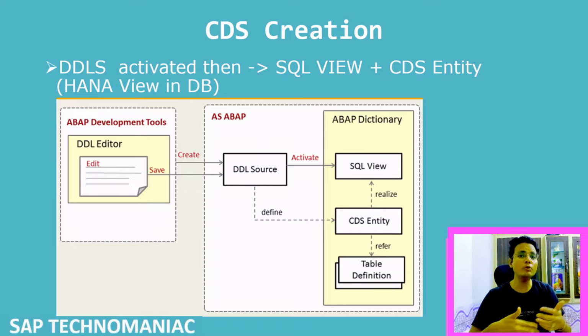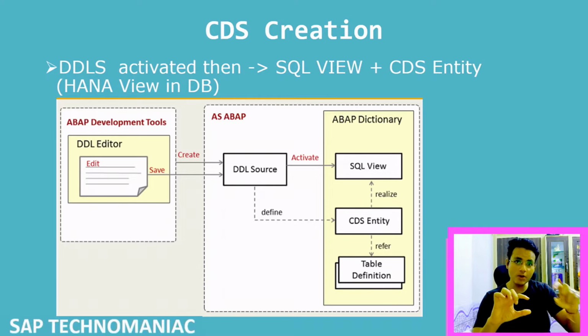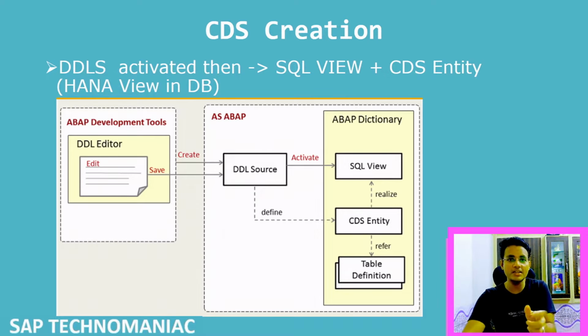When we create CDS in ADT, we have to create a data definition language source object. That object will contain two things: one is the SQL view, and second is the CDS entity of the CDS view. We write inside the DDL source using the DDL editor, which is called the data definition language editor, which I will show you in a while. As soon as we activate this DDL source, one SQL view and one CDS entity will be created in the database. One more important thing: only this DDL source will be transported to another system. It will contain these two things and be transported wherever needed.